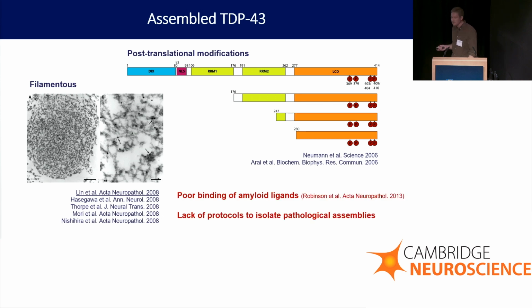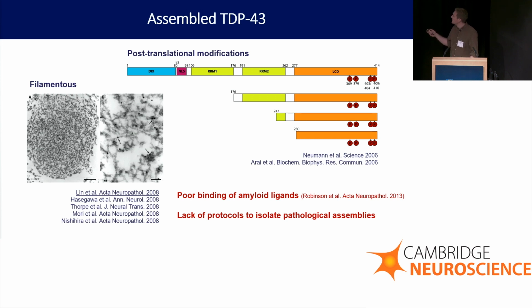However, there are a couple of observations that were a bit odd. And the first one was that these filaments do not bind compounds that typically bind to amyloid. So we're thinking about Congo red, thioflavin T, and their derivatives like the PET ligands used for tau and beta amyloid today. And the second puzzle was that it was very difficult to isolate this assembled form of TDP43 in disease away from the physiological form of TDP43.